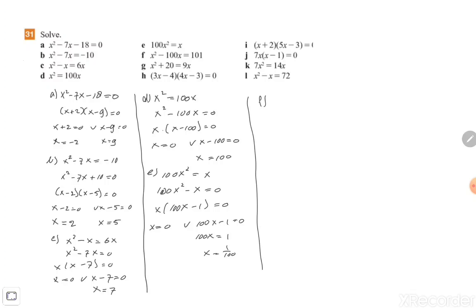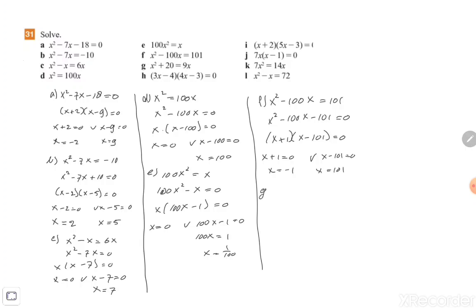Exercise F. x² - 100x = 101. So x² - 100x - 101 = 0. So (x + 1)(x - 101) = 0. So x + 1 needs to be 0, so x is -1, or x - 101 is 0, so x is 101.